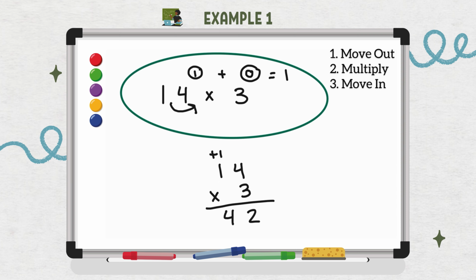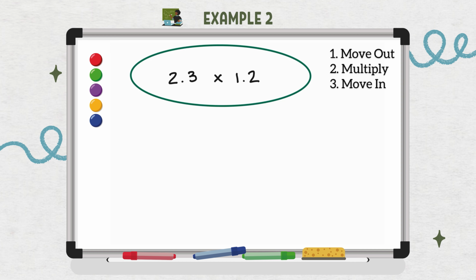Here we are at step 3, and step 3 says move in. How many times are we going to move the decimal in? 1 time. So we're going to start from the back of the number 42, and we're going to move the decimal in once, okay? So our final answer is going to be 4.2. Be sure to box in your final answer.